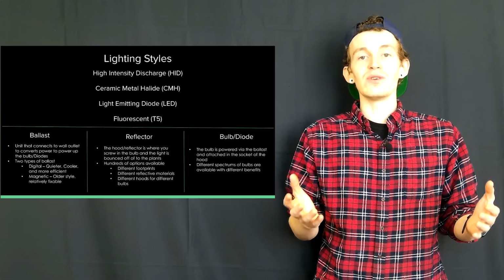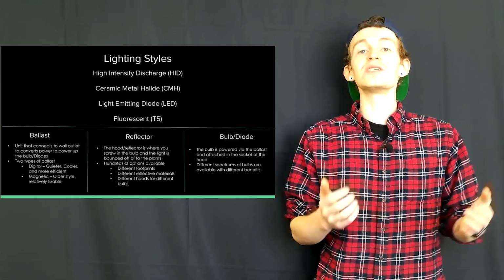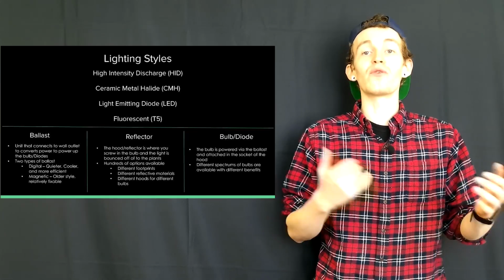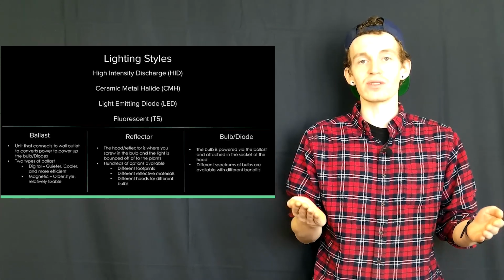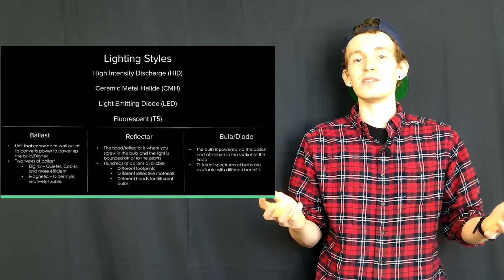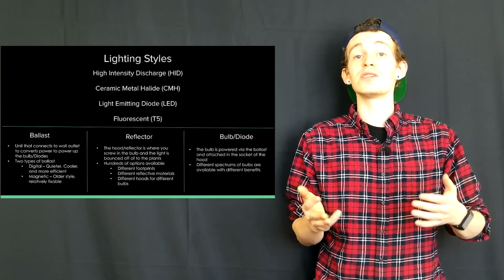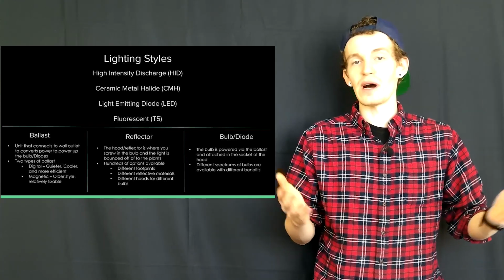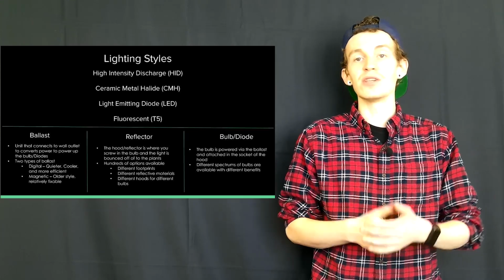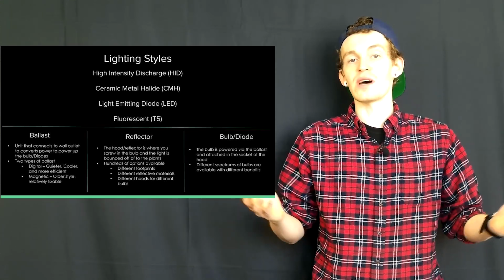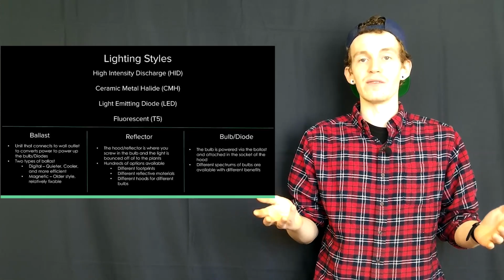The ballast is going to be the unit that actually connects to the wall and converts the energy that's coming out of your socket into a form that can ignite these high intensity discharge lights, ceramic metal halide, LED, or fluorescent lighting. The different type of ballast will depend on the electricity you have available to you, depending on whether you have 120 volt, 240, 277, 347, or all the way up to 480 volt.